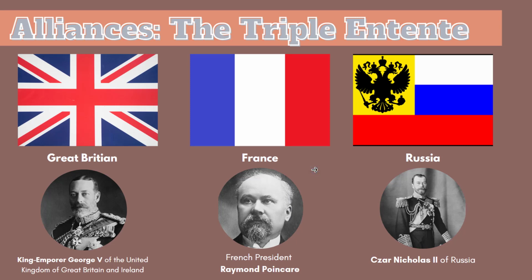And now on the other side, we have the Triple Entente, and that is Great Britain, France, and Russia. King Emperor George V was of Great Britain, Raymond Poincaré was of France, and Tsar Nicholas II of Russia.